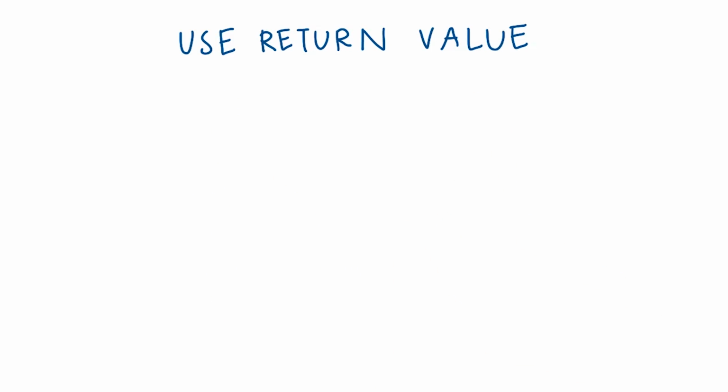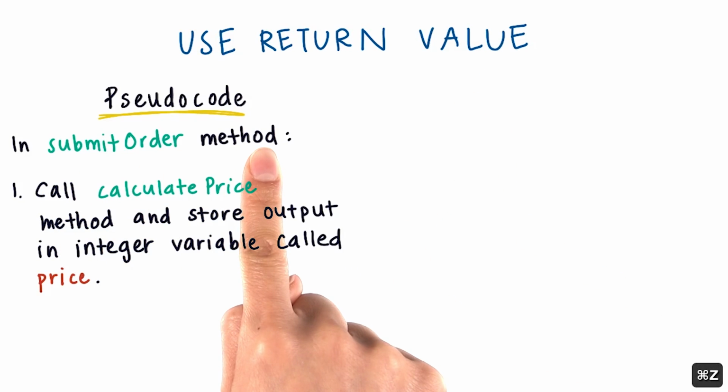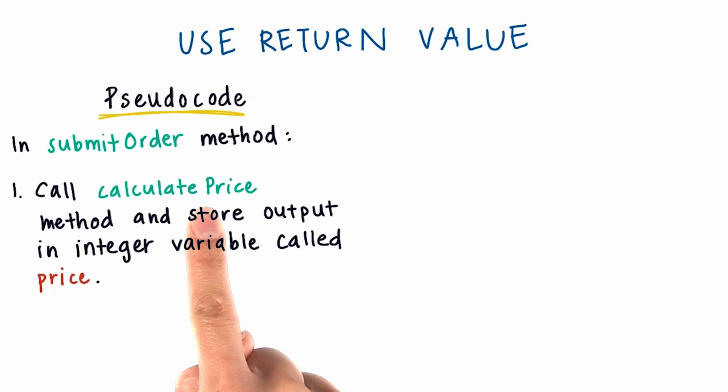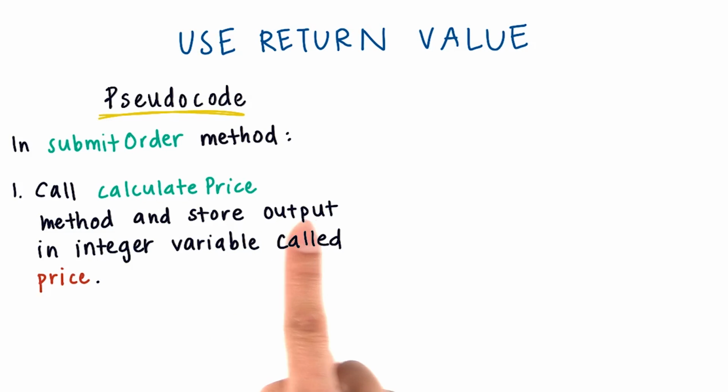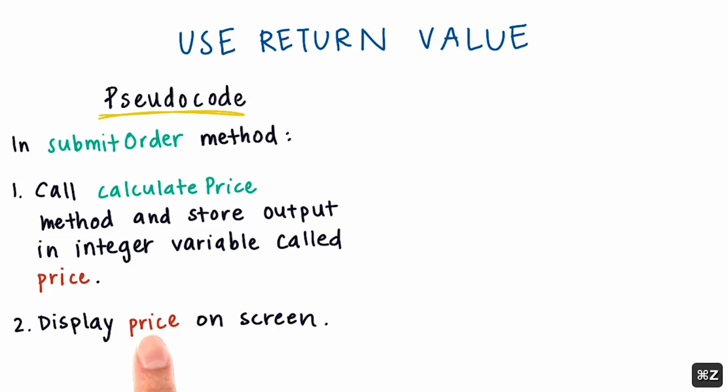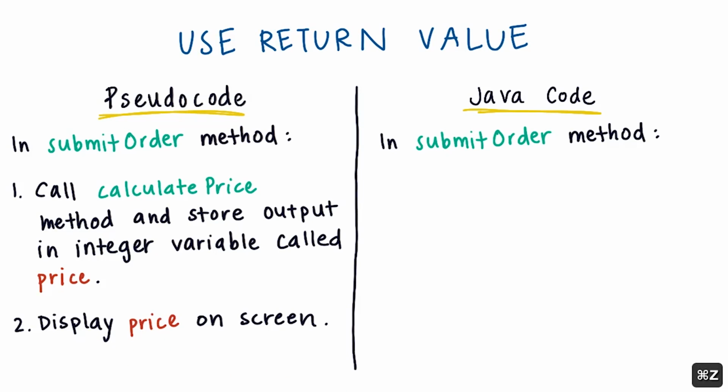Let's look at the pseudocode first. Within the submit order method, we want to call the calculate price method. It's going to compute the total price of the order, and it's going to return that as an output. So we're going to store that output into an integer variable called price. Then we're going to take that price and display it on the screen. Let's look at the actual Java code for that.